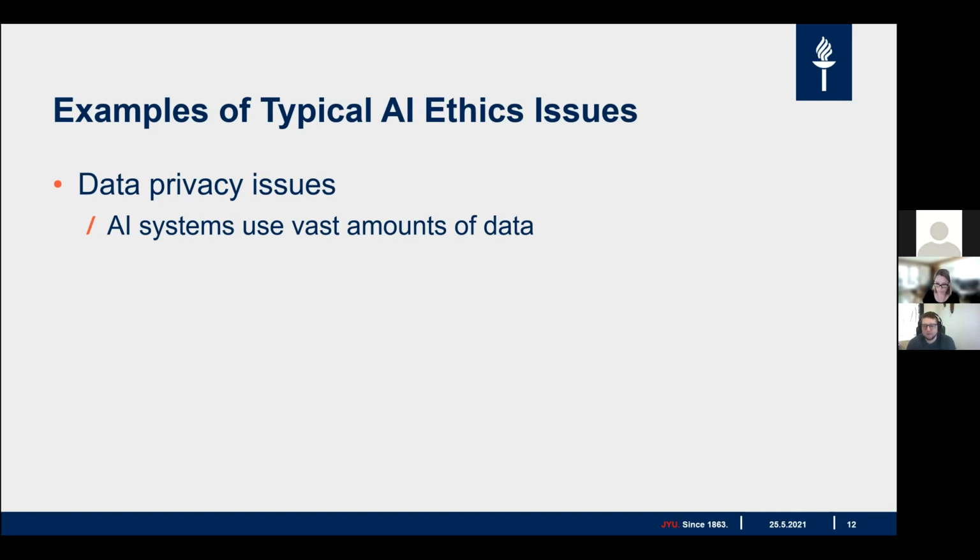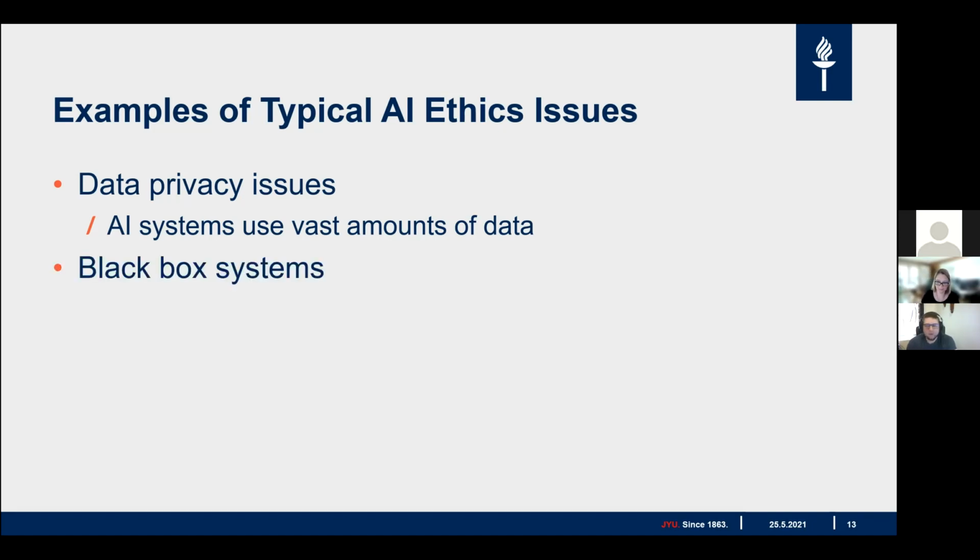Who is this data from? Where is this data from? Do the people know that you are using this data? And to this end, we already have a lot of public discussion on privacy issues in online services. And many of these systems are AI systems.